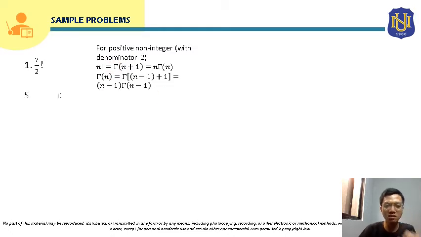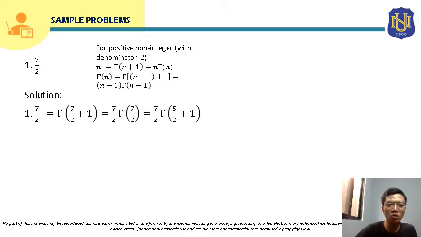Applying this, for our solution, we will rewrite this 7 halves factorial. This will be that n factorial. If we rewrite it this way, this will be gamma of n plus 1, so this will become gamma of 7 over 2 plus 1. After we rewrite it this way, we can rewrite it further. Our n here is 7 halves, so this will become 7 halves gamma of 7 halves. So this is equivalent to this.